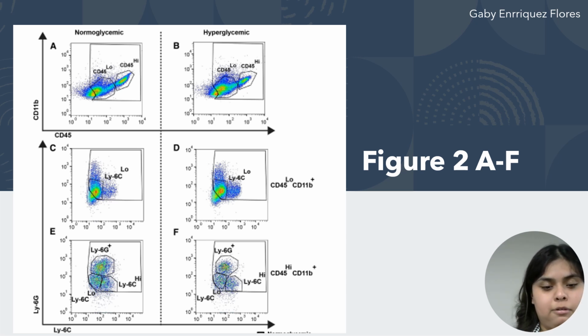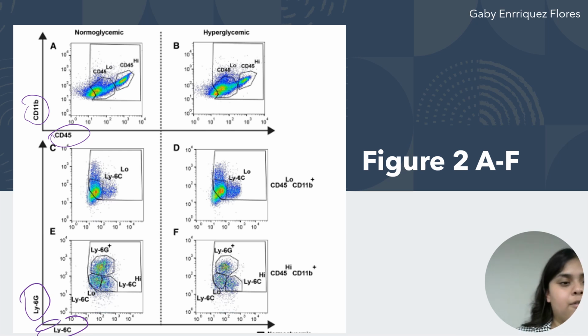Just a rundown so that we can understand what each of these things that I'm circling here mean. CD45 is PE labeled rat anti-mouse, and LY-6C is APC labeled rat anti-mouse. CD11B is PerCP labeled rat anti-mouse, and LY6G is labeled rat anti-mouse.